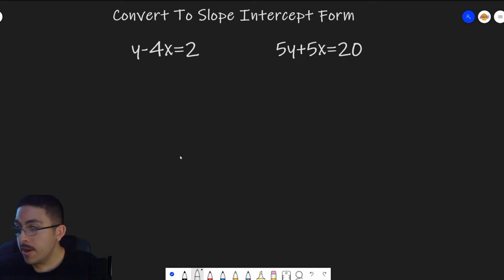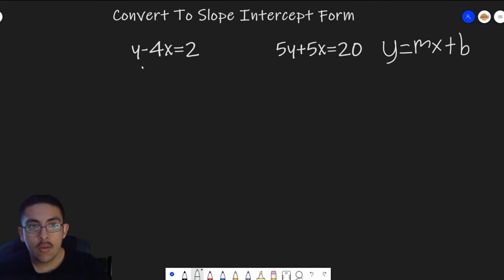Another great skill to have is to learn how to convert these equations back into slope-intercept form, or y equals mx plus b. And y minus 4x equal to 2 is super close to being back in that form. We just need to isolate the y, and we can add 4x to both sides.